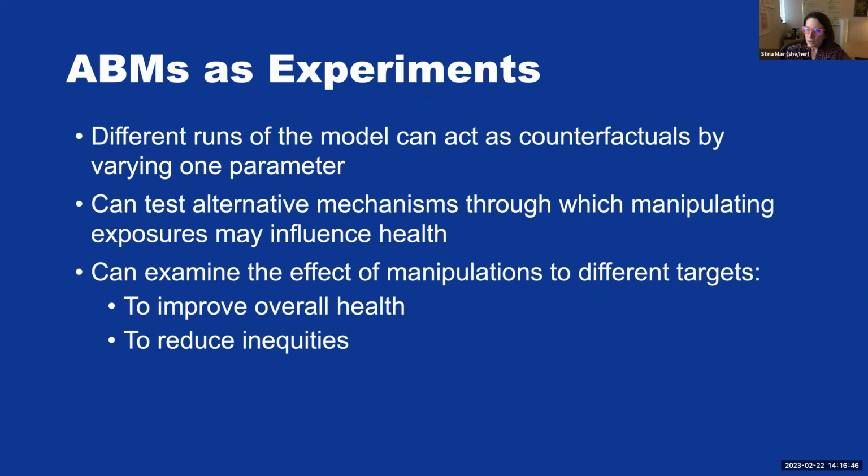Agent-based models can be thought of as an experiment to think about different runs of your model. It's really like a little experiment to think about counterfactuals. You can change just one thing, and then see how that changes the outputs and everything else in your model. So you can test different ways of thinking about manipulating exposure to impact health. And you can examine the effect of manipulations on different targets. So you could think about shifting the entire curve, or narrowing the curve, right? Reducing inequities. I'm talking in public health lingo right now, but that's the goal.